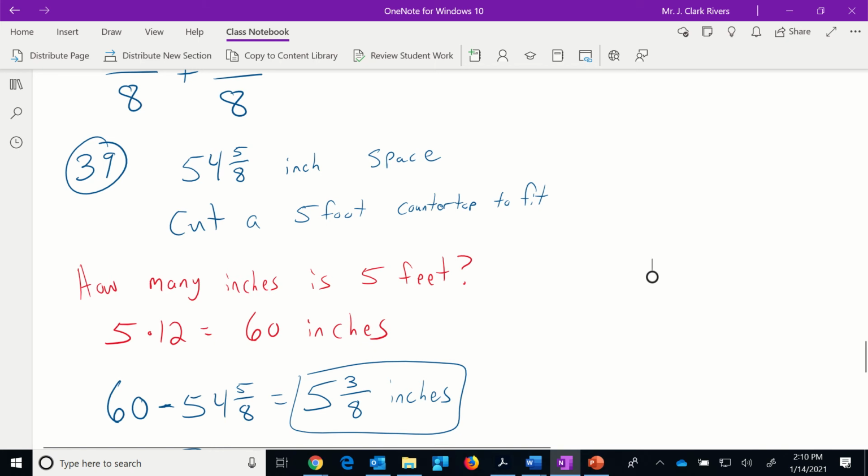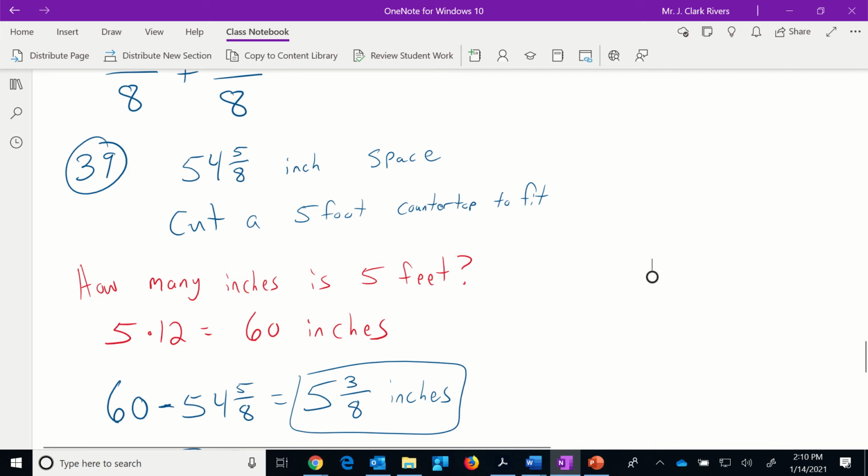We need to be in the same units, right? We've got inches and we've got feet, so we've got to be in the same unit of measurement. How many inches is 5 feet? 5 multiplied by 12 gives us 60 inches. We have a 60-inch board, or countertop, whatever it is, that we're going to cut.